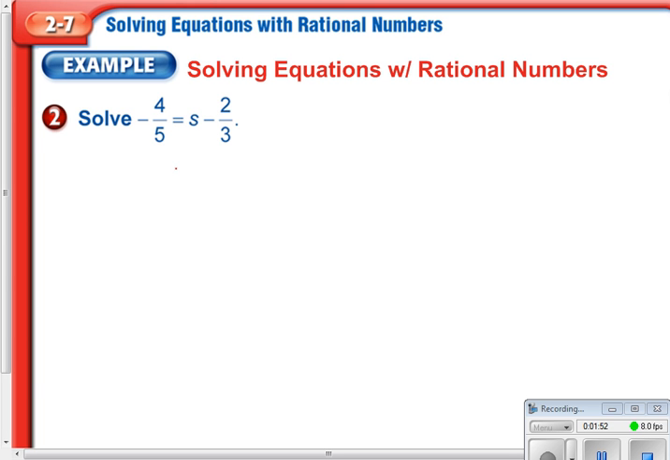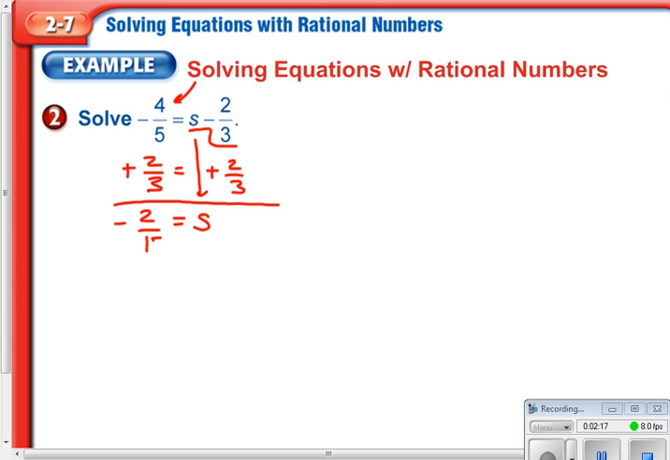So we need to get s by itself, s minus 2/3. In order to get rid of minus 2/3, we would add 2/3. So plus 2/3 to both sides. Equal sign lines up. We drop down s. Negative, and this will be the number one mistake today, right here, is not putting that negative in. This says negative 4/5. Negative 4/5 plus 2/3 is negative 2/15. So make sure that we're inputting things correctly.